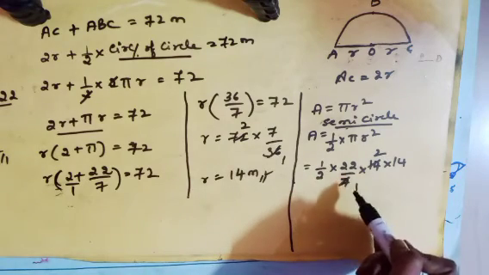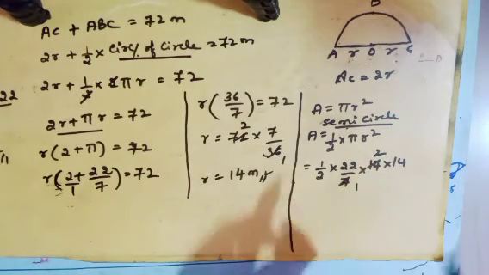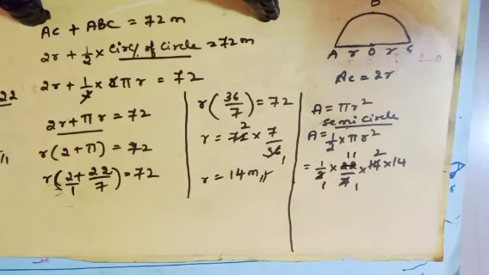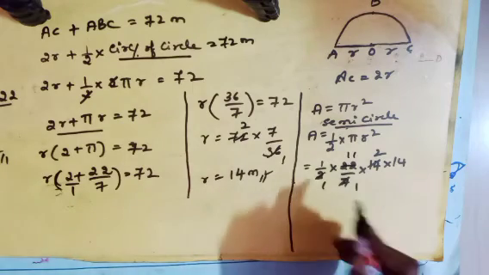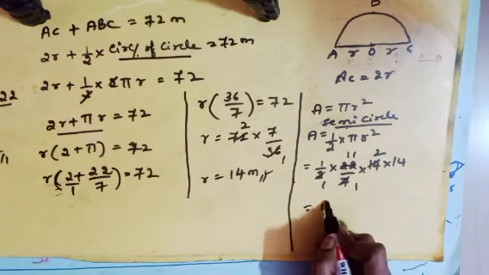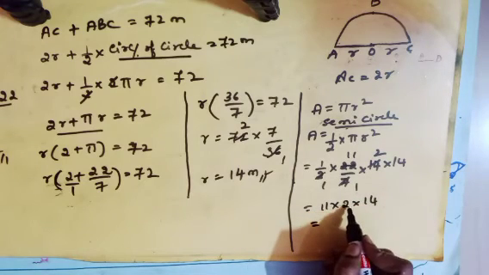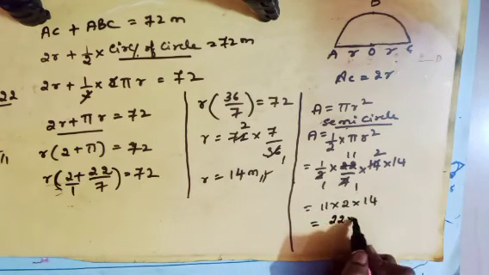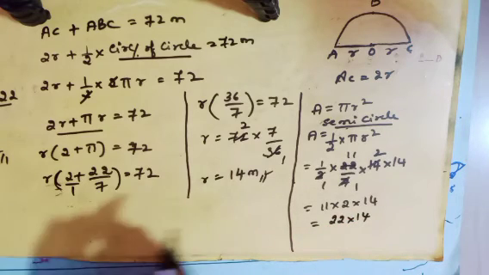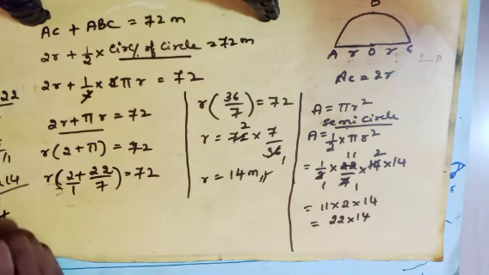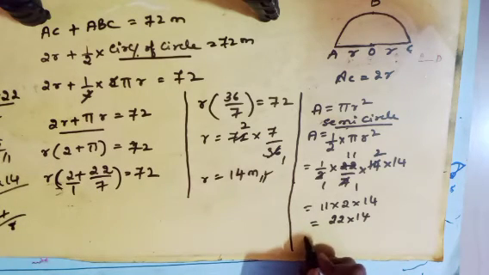Next, what did we get? 7 ones are 7, 7 twos are 14. Again we can cancel here: 2 ones are 2, 2 elevens are 22. Next, multiply all the numerators: 11 into 2 into 14. 11 twos are 22. 22 into 14, let us multiply here. 4 twos are 8, 2 ones are 2, and we get 308.